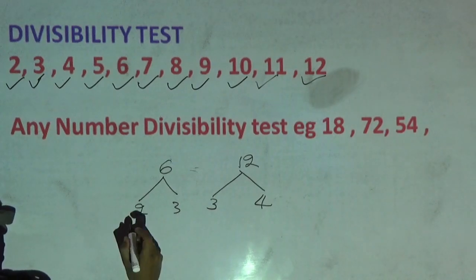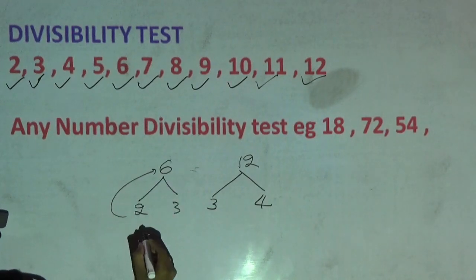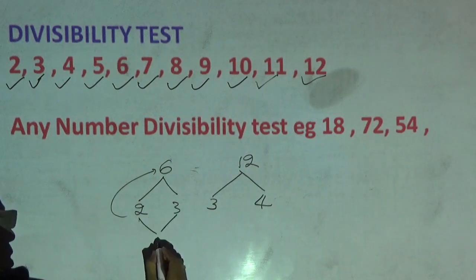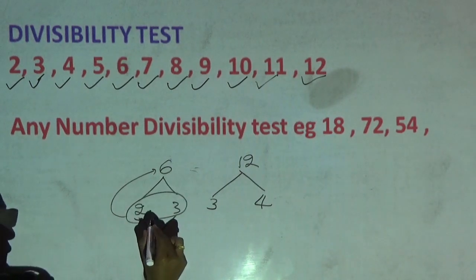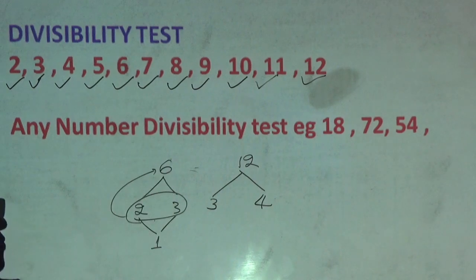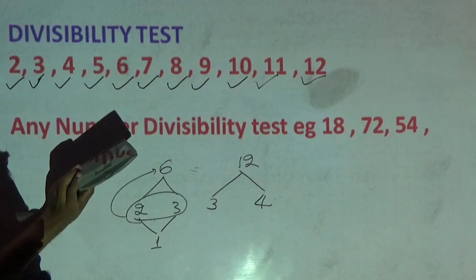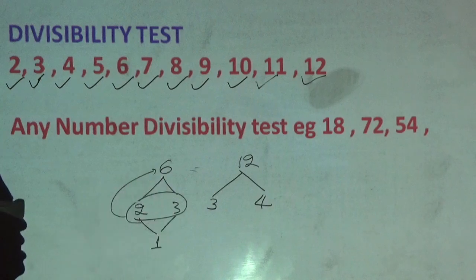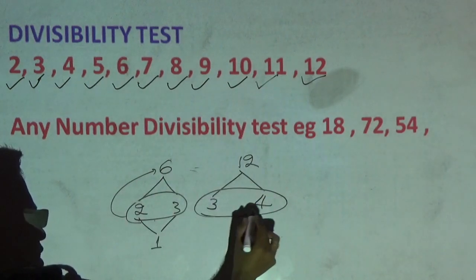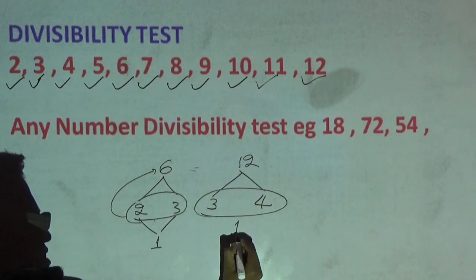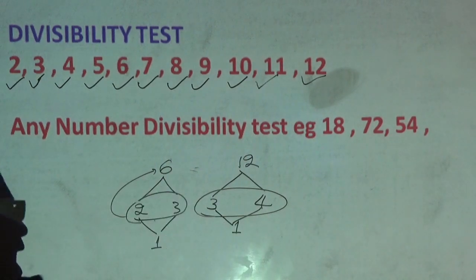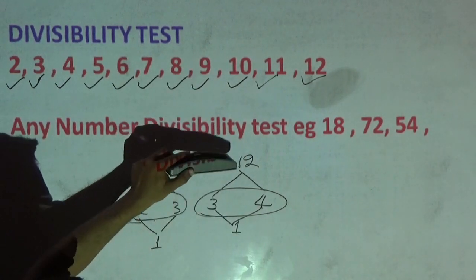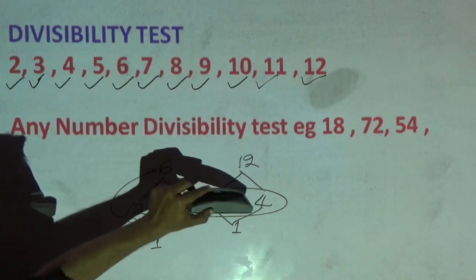What is 2 into 3? 2 into 3 is 6 and the HCF between these two numbers is 1. That means 2 and 3 are co-prime numbers and their product is 6. Therefore, in order to check a number is divisible by 6, I took 2 and 3 only. Similarly here, 3 into 4 is 12, and the HCF between these two is 1. Therefore, to check if the number is divisible by 12, I took 3 and 4.